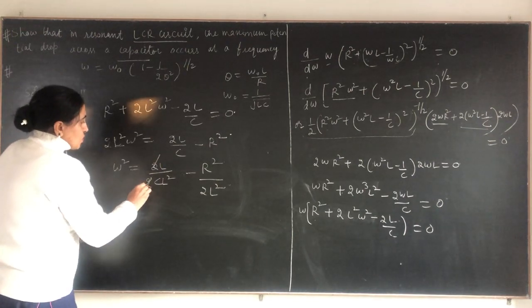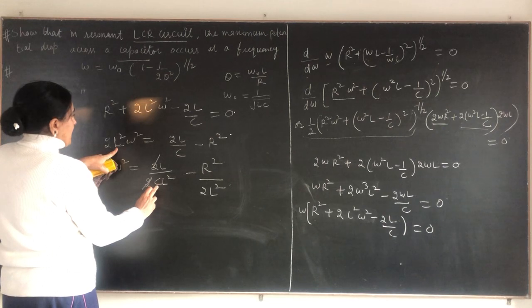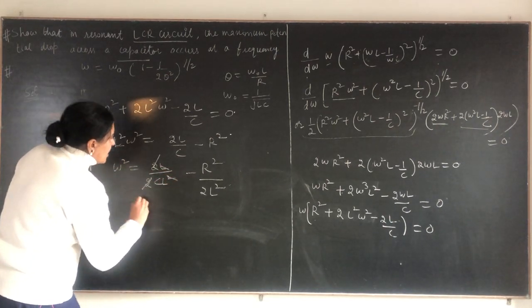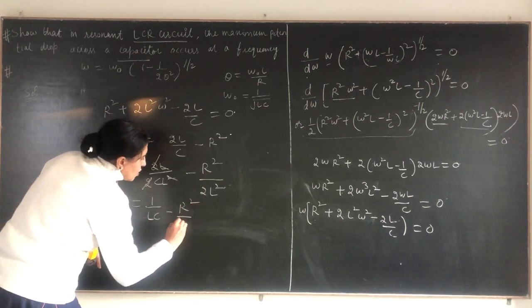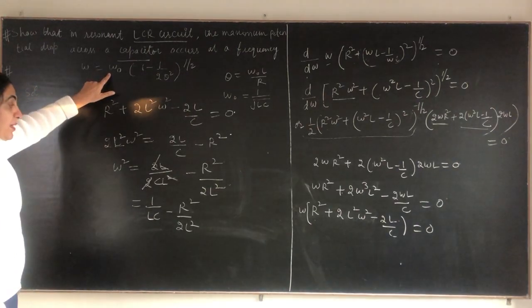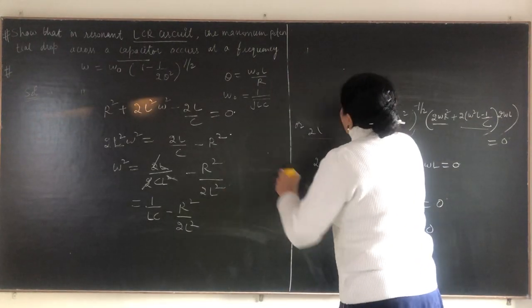So 2 goes with 2. This is 1 over c L square, so 1 L goes with 1 L. This is 1 over LC minus r square over 2 L square. Now we have to make this term from this term.